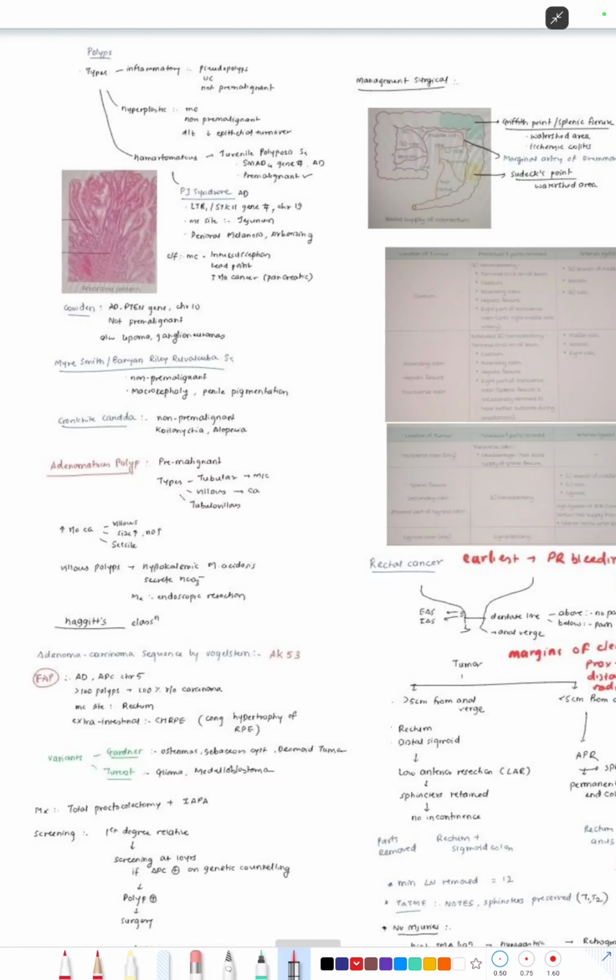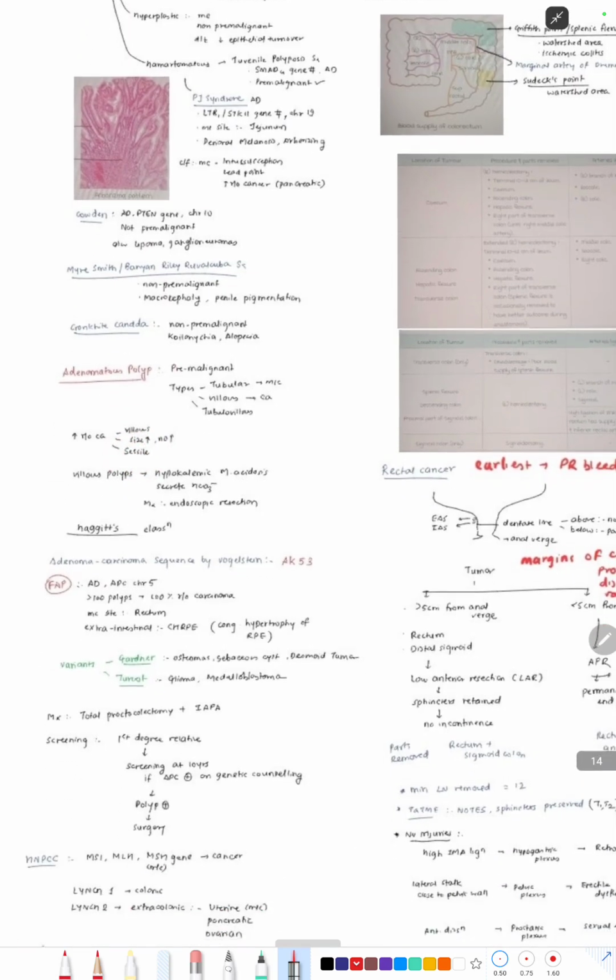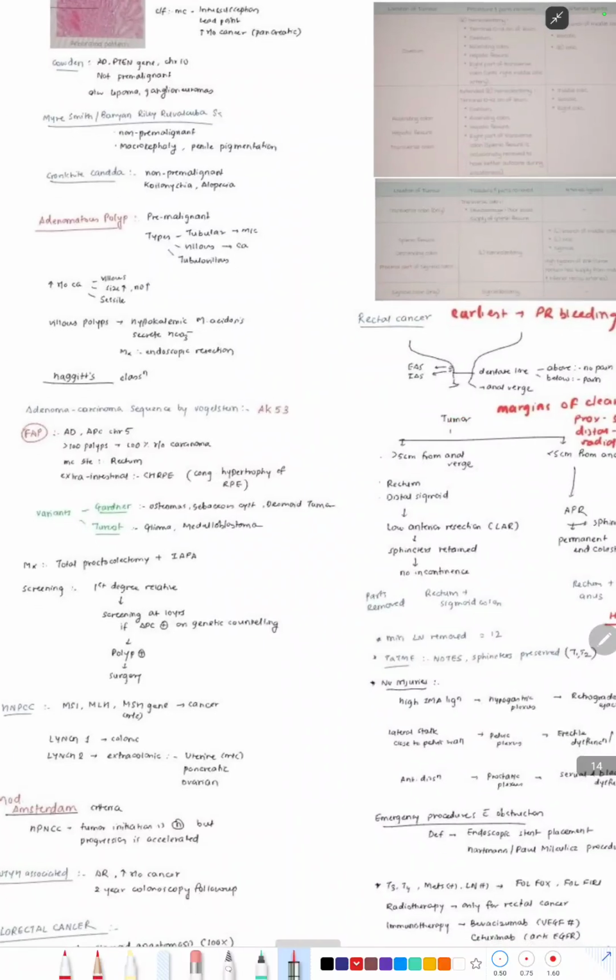Then adenomatous polyp. Adenomatous polyp is again a pre-malignant condition. There are types, that is tubular, villous, and tubulovillous. Tubular is most common, while the villous is the one that is associated with carcinoma. Increased risk of carcinoma is seen when the type is villous, the larger the size and the more the numbers, and a sessile polyp has more risk of cancer.